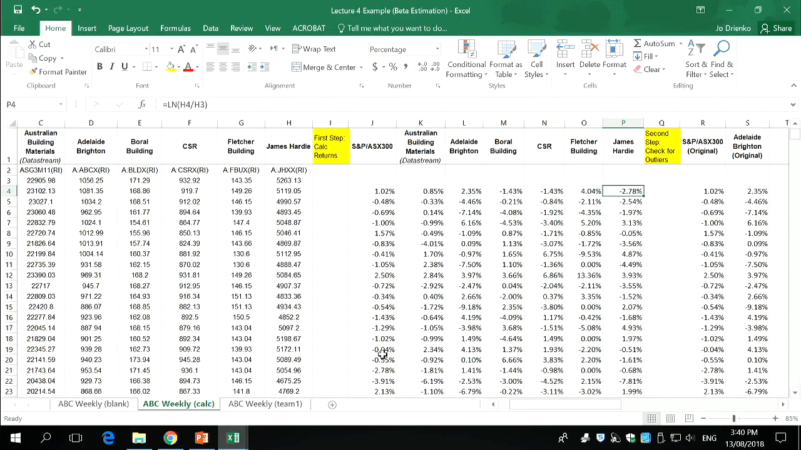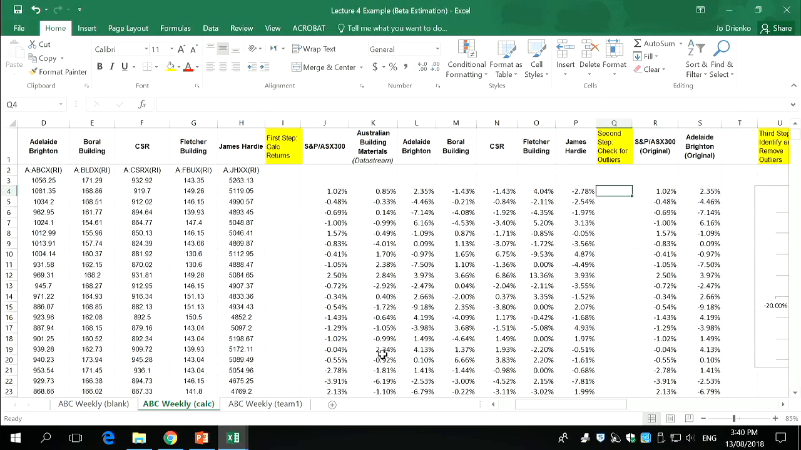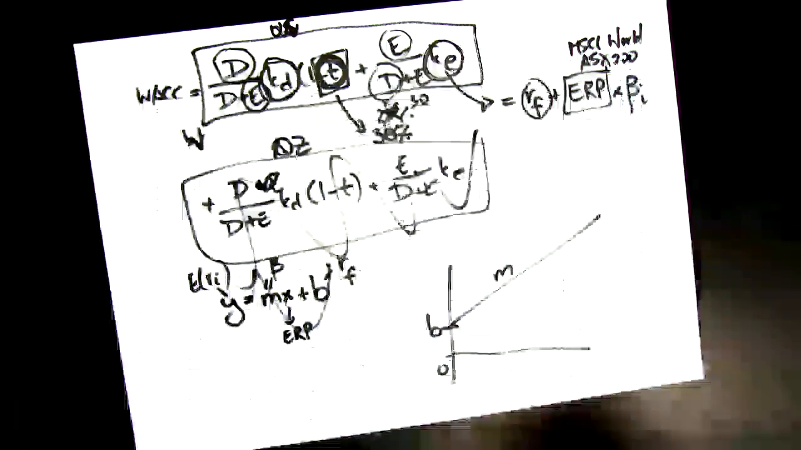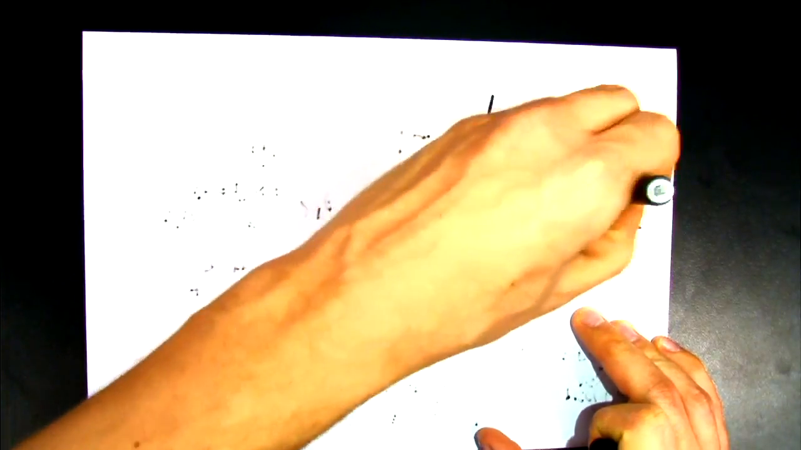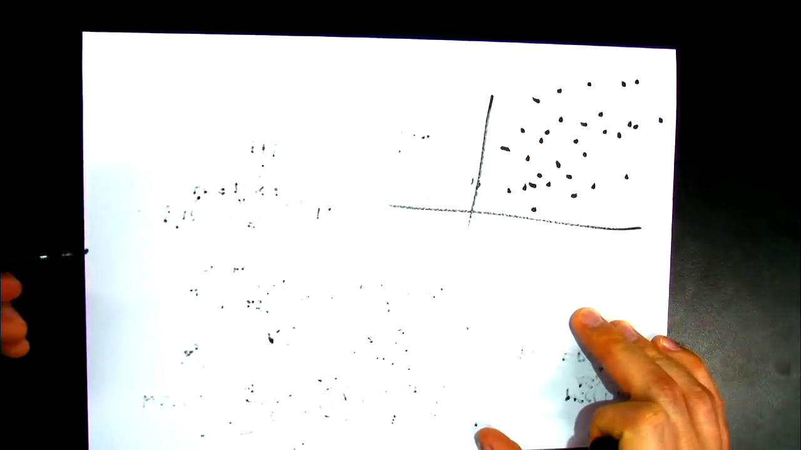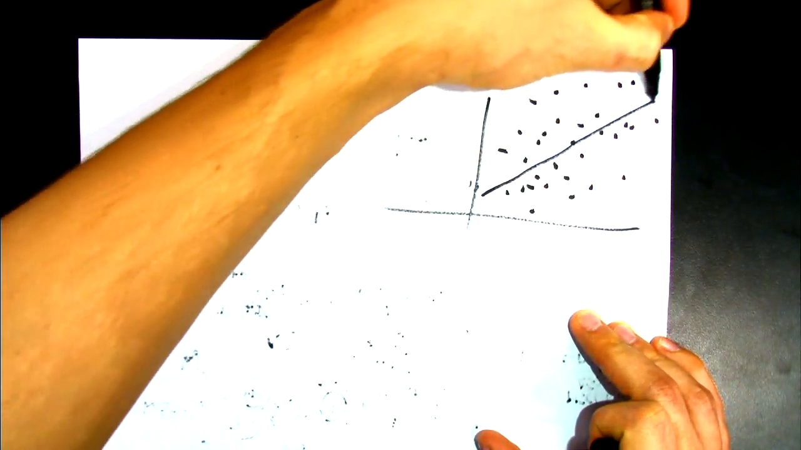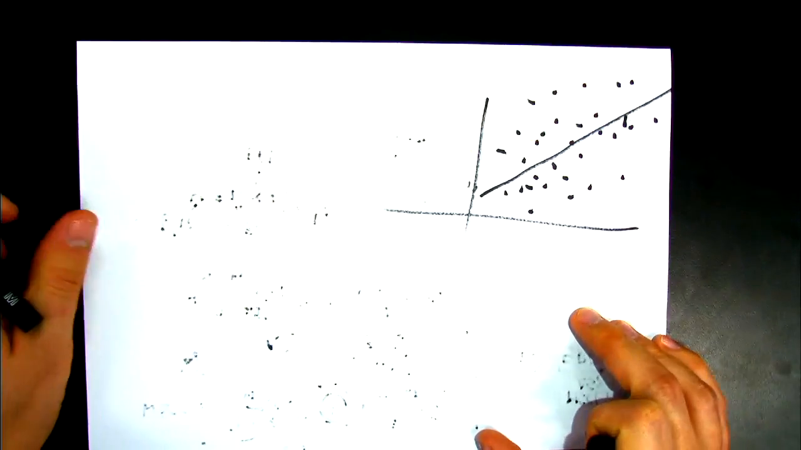First step, once you have the returns calculated, like the example says here. Next step, check for outliers. Outliers, remember, beta estimation, if you like regression, is just the slope. Let's do it this way. The regression is just you've got data points, and a regression, all it does is it fits the line of best fit that minimizes the sum of squared errors. That's all it does.